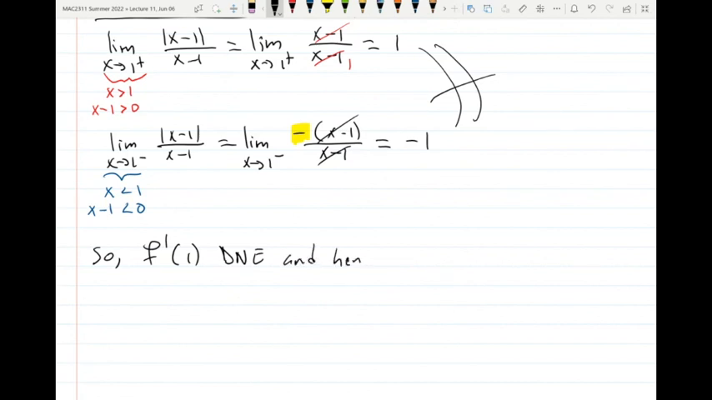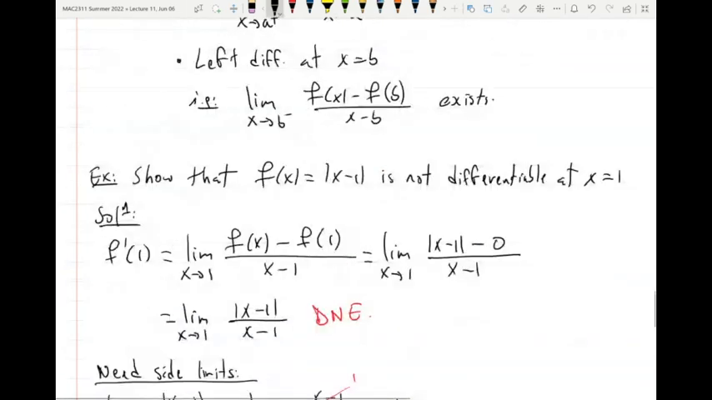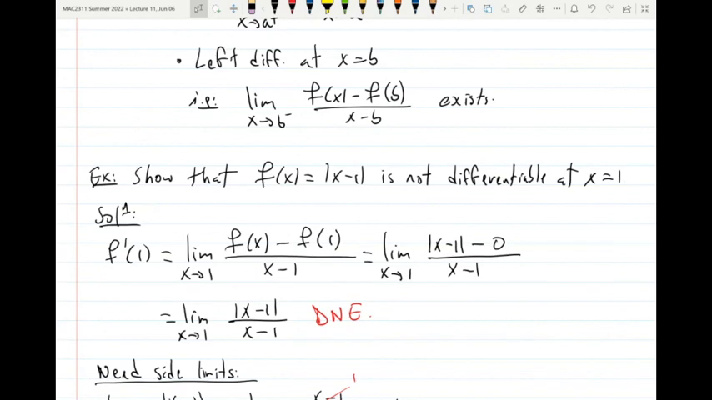And hence f is not differentiable at x equal 1. Okay? So we can now partially answer part of the question that we were asking earlier. We wanted to see the relationship between continuity and differentiability. Let's see. Is this function continuous at x equal 1?